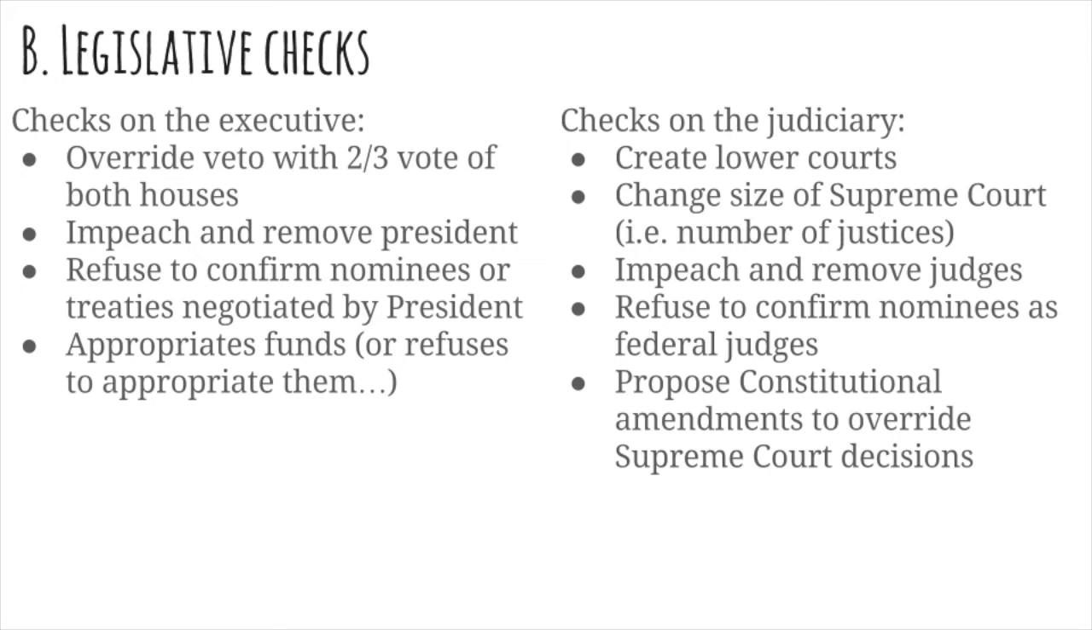They can change the number of Supreme Court justices. That was attempted by FDR during the New Deal when he tried to increase the number of judges from 9 to 15, which was a huge disaster. It was called the court packing scheme. Even members of his own party said this is a really bad idea. The legislative can also impeach and remove judges, just like the president. They can refuse to confirm judges, and they can also propose constitutional amendments to override certain Supreme Court decisions.